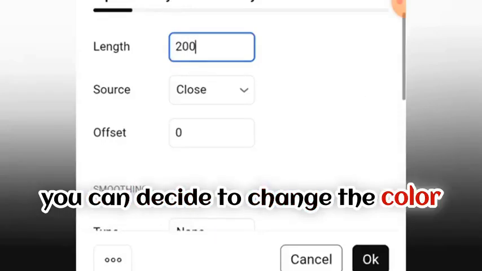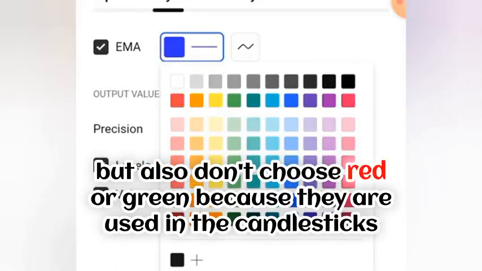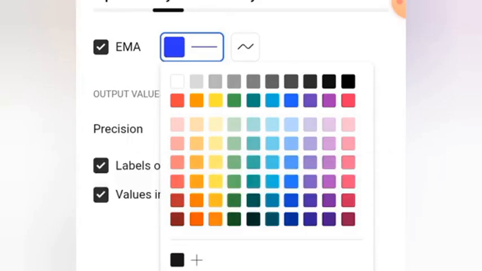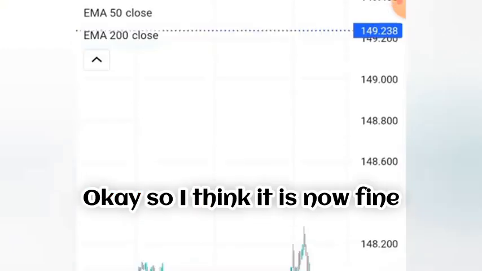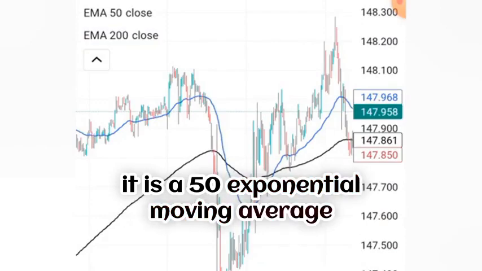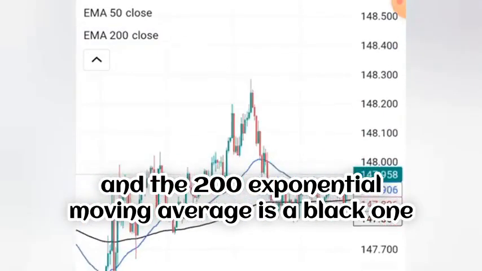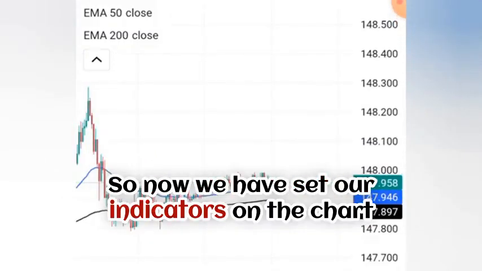You can change the color so that it doesn't match the other one, but don't choose red or green because they are used in the candlesticks. So let's choose black here and see whether it works. Okay, I think it is now fine. The blue one is the 50 exponential moving average, and the 200 exponential moving average is the black one. So now we have set our indicators on the chart.